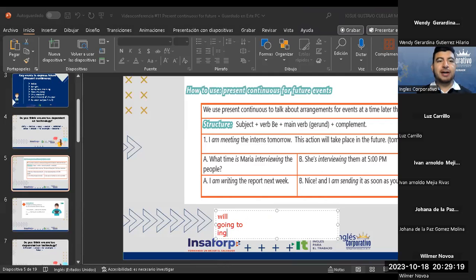Ya. Tonight, ahora en la noche. Tomorrow, mañana o ese fin de semana. Pero ya casi pasa. Y es súper seguro. ¿Ok? So, in this case, tenemos el sujeto más el verbo to be más el verbo principal, que es un gerundio, o sea que lleva ing, más el complemento. Here we have an example.